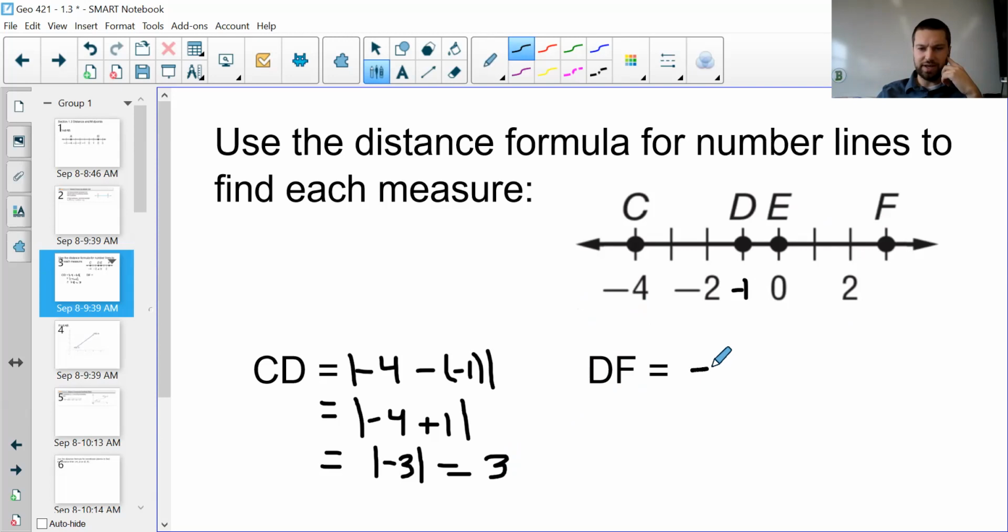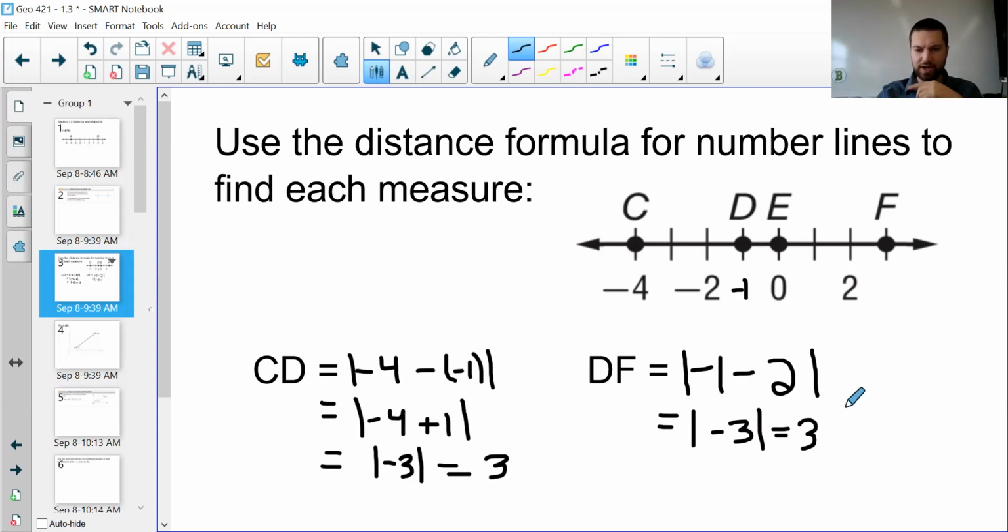So for DF, we get -1 minus a +2 this time. Okay, and we're going to take the absolute value of that. And so that's going to give us the absolute value of -3, which is again 3. Okay, and you can double check yourself. If you're like, am I getting this right? Let's count just from C to D. 1, 2, 3. We got 3. D to F. 1, 2. Oh, did I mess that up?